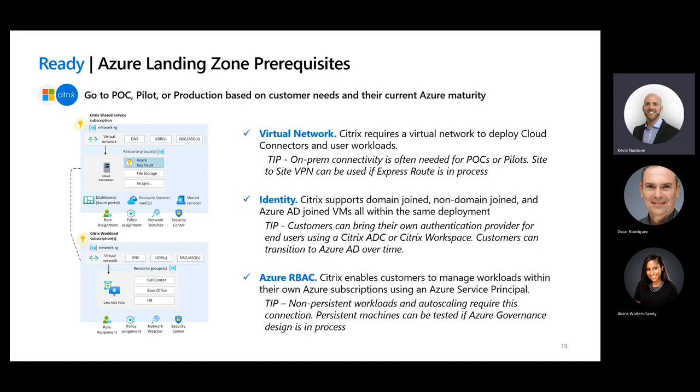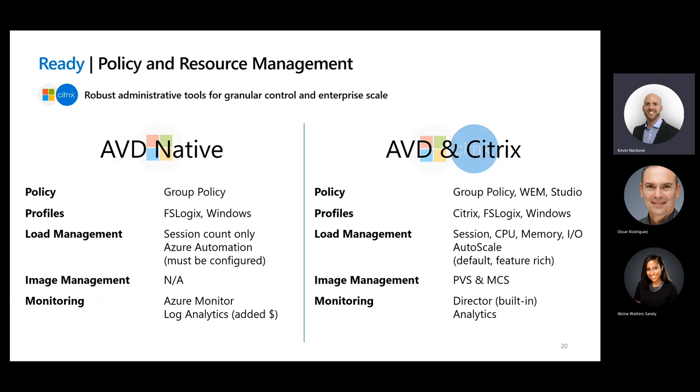Other key things as well, especially in that ready phase, are administrative tools. What changes as you move from on-premises to the cloud? Are existing operational processes still going to be done? Are you going to tweak anything from a policy or resource management perspective? With Citrix on Azure, we have a lot more capabilities when it comes to core admin management. You can apply group policy via native GPOs.